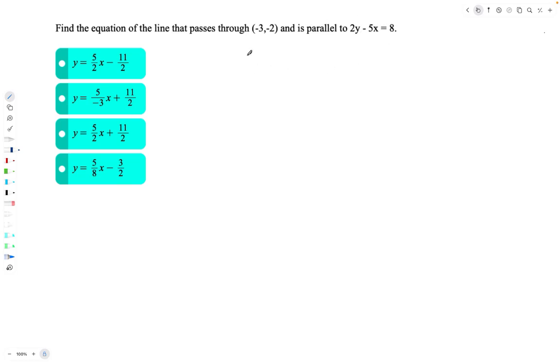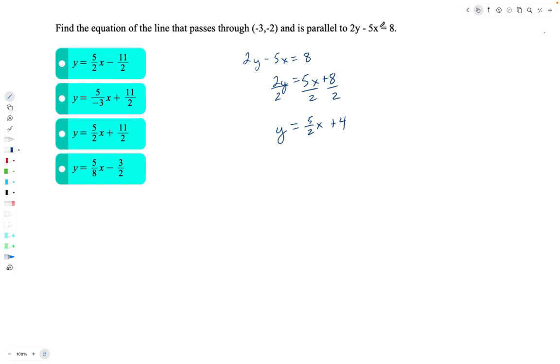All right, so first we're going to take 2y minus 5x equal to 8. We're going to solve for y. So that's going to be 2y is equal to 5x plus 8 because I added 5x to both sides, so now it's positive. And you want to divide everything by 2 to get y by itself, so it's in the proper format. So we have y is equal to 5 over 2 x plus 4 because we can evenly divide that. All right, so now we have our line.